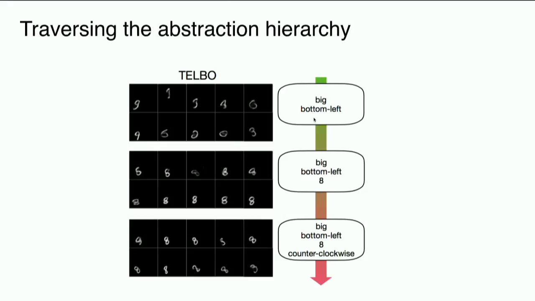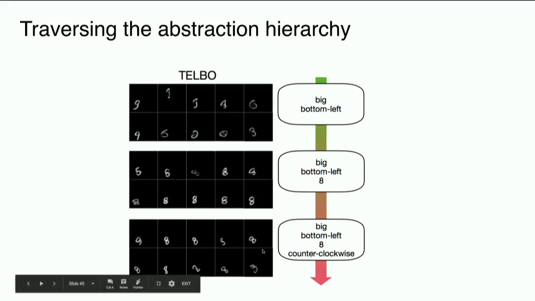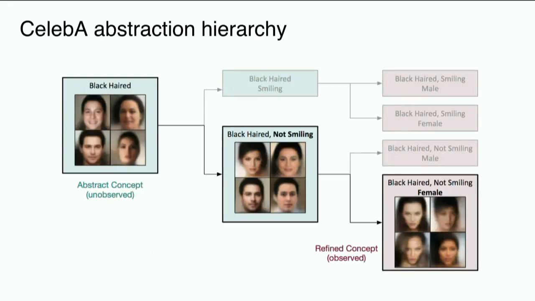Now they were looking at different criteria. We can walk through this abstraction hierarchy that I was sketching on the board. So we can say something big, bottom left, and then we can add an extra bit, and say I want it to be 8s, and now I want them to be 8s that are counterclockwise. And we can sample from the model as we condition on more bits, and it's doing the right thing, more or less. Or at least it's doing better than others.